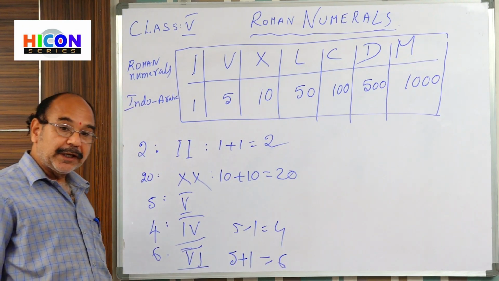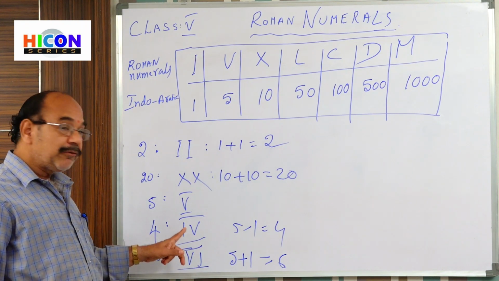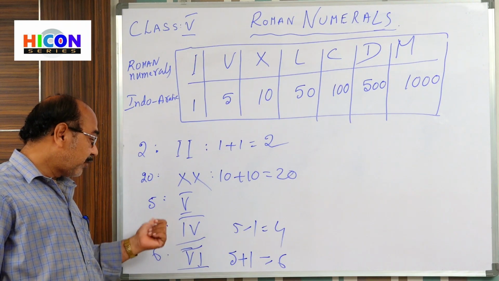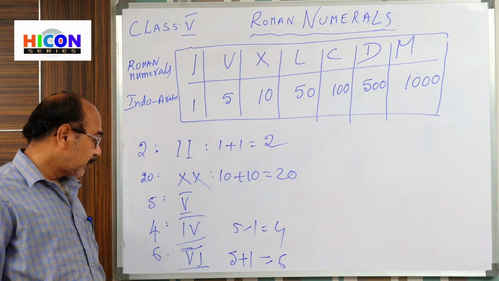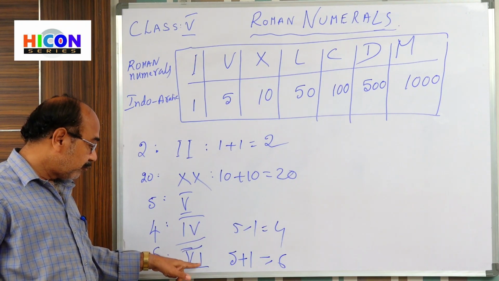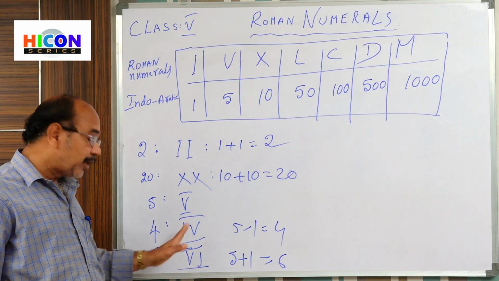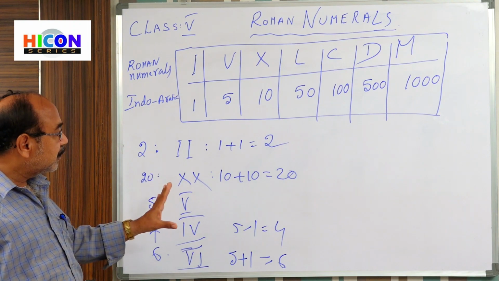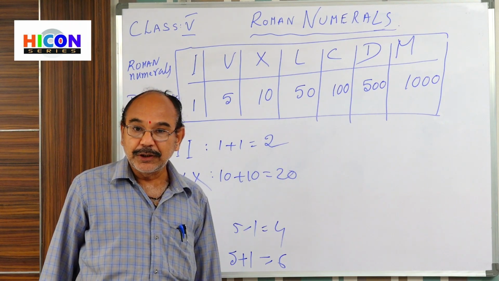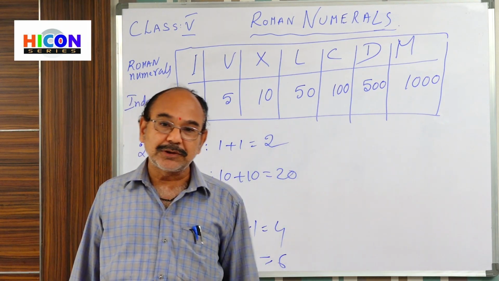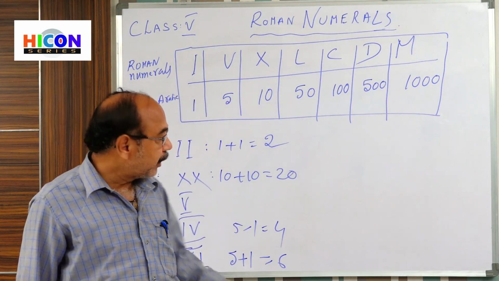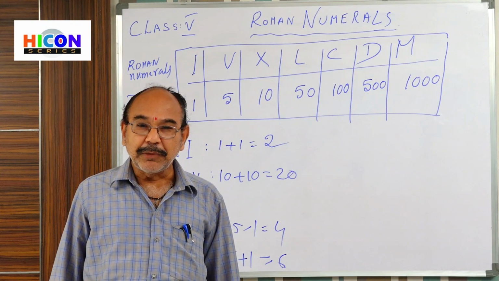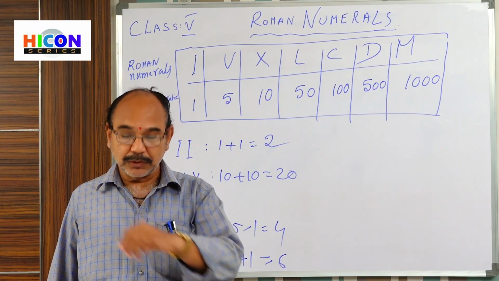So, observe here: if the smaller one is written to the left of the bigger one, then subtraction. If the smaller one, I, is written to the right side of the bigger number, that's why I added 5 plus 1. Like this, this is the combination. So using these Roman numerals, we can write the Indo-Arabic numerals by following certain rules.